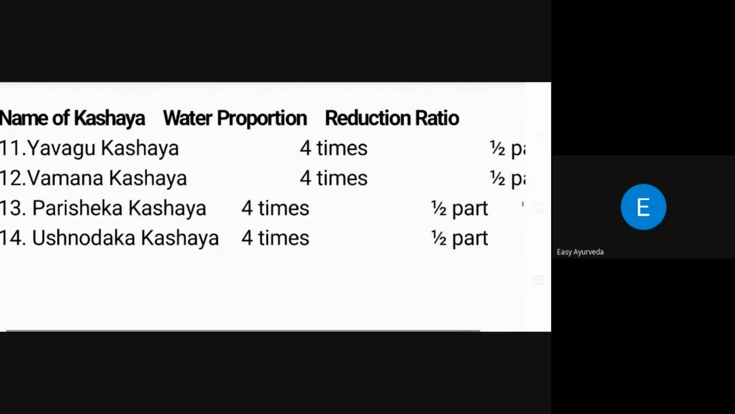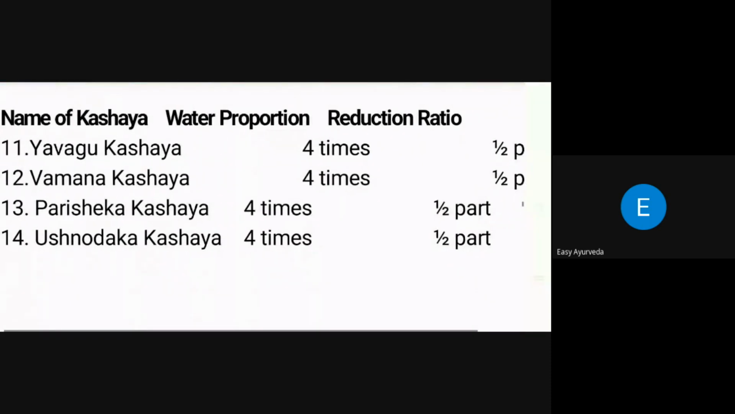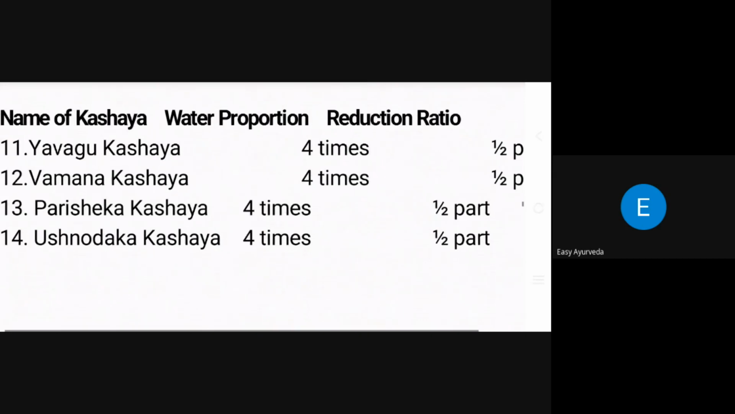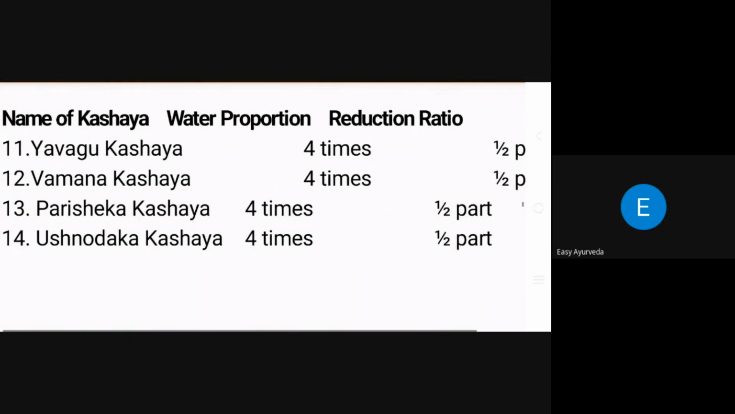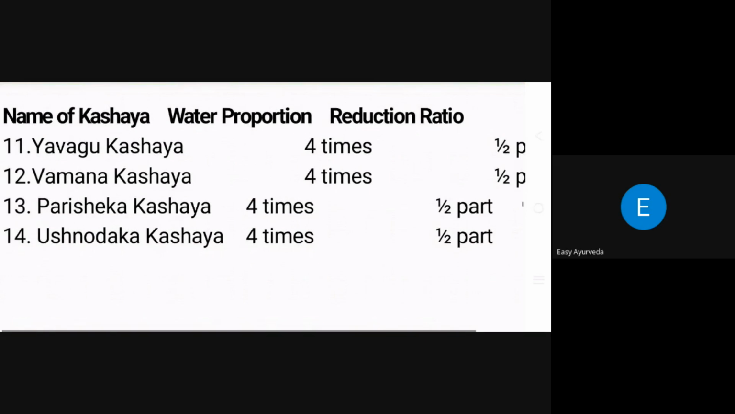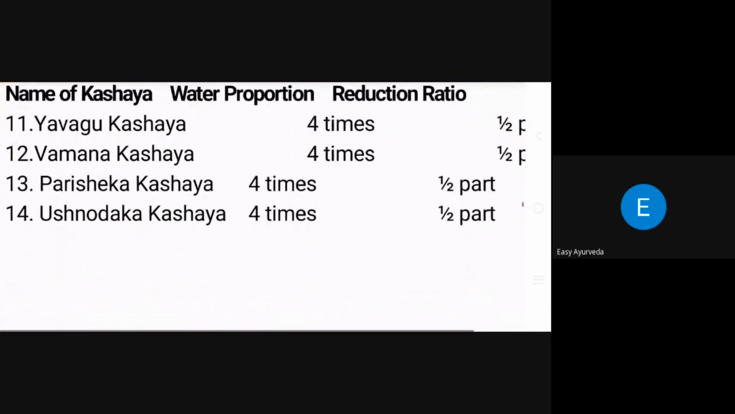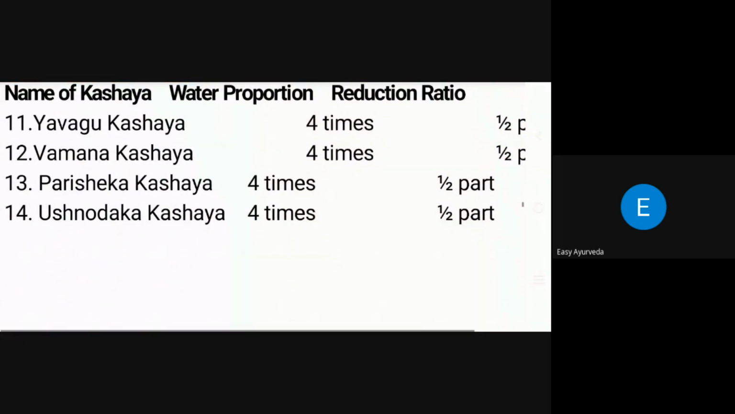And Ushnodaka Kashaya. Ushnodaka means hot water. Ushnodaka Jalapana Kashaya is also a sub-formulation of Kashaya Kalpana, which we will see further in the slides. Here also 4 times of water should be taken and reduced to half part, according to Bhoja Acharya. These are the different Kashayas that have been explained.